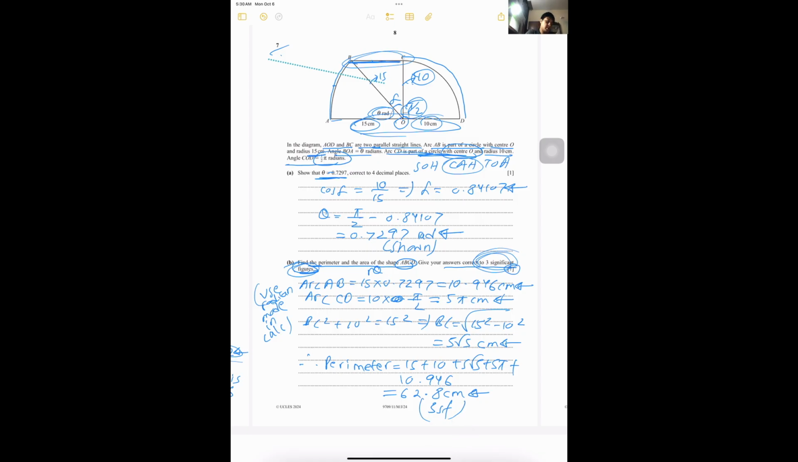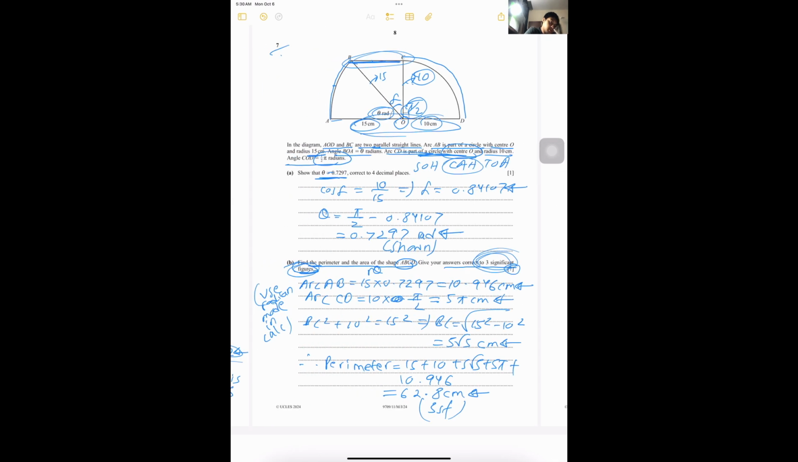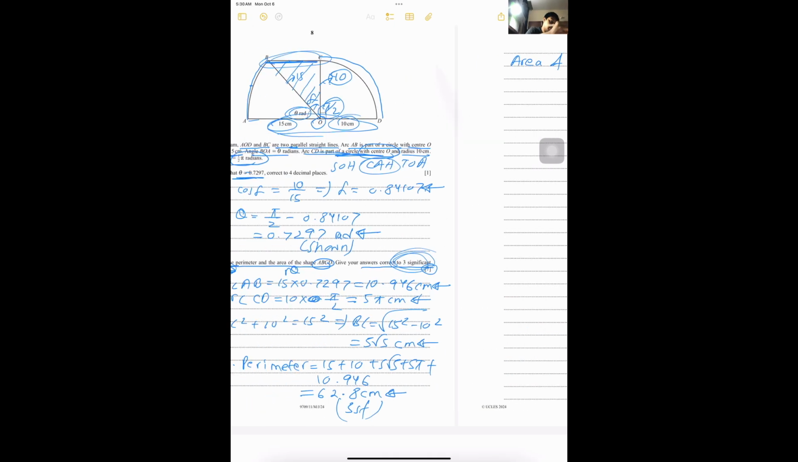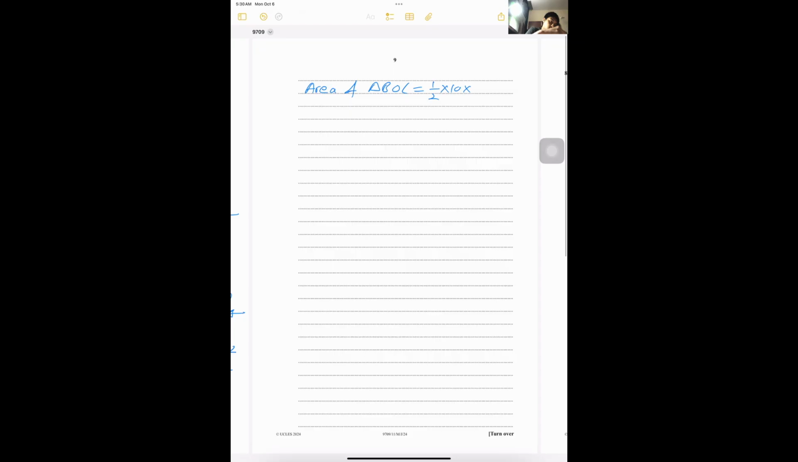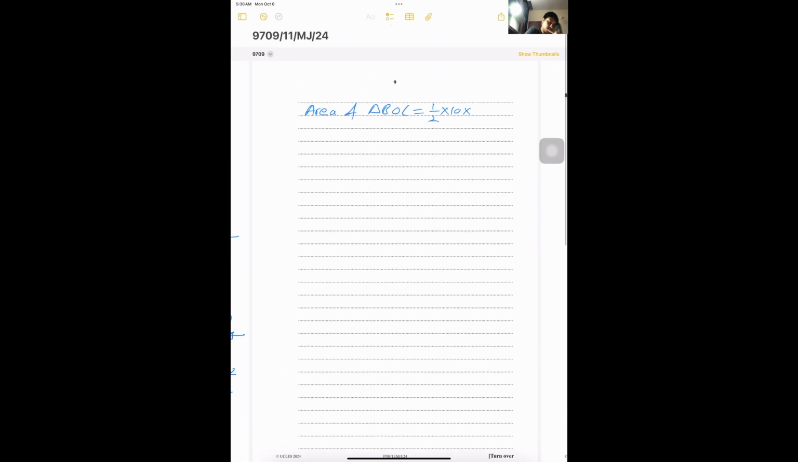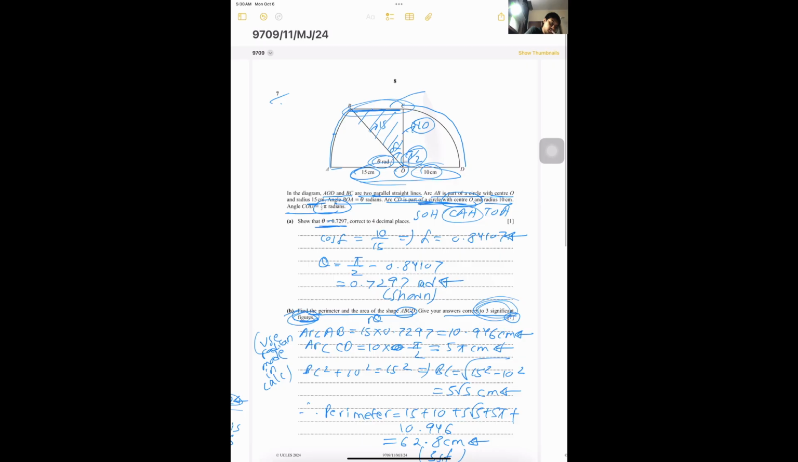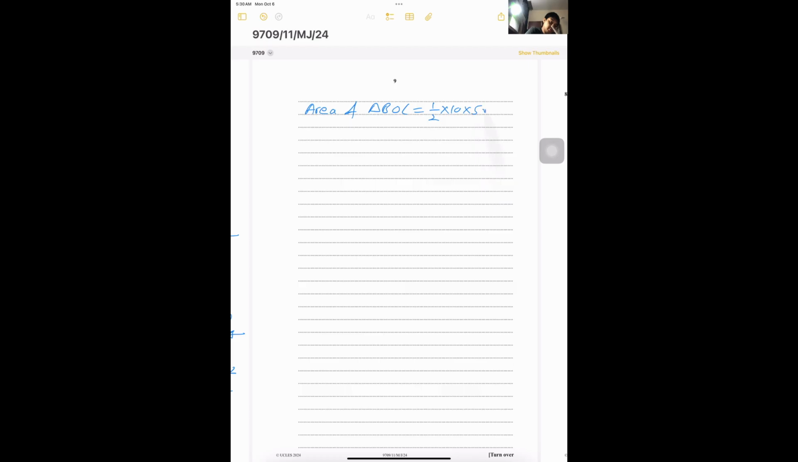We now need to find the area. So first we will do the area of triangle BOC, this one right here. This is half into 10 into, we know the length of this side. This is 5 root 5, as we just found out in this part. So 5 root 5, we will get 25 root 5 centimeters squared.